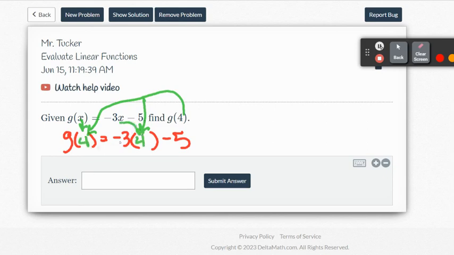So g of 4 is -3 times 4, which is -12, minus 5. And then you combine them both because they're both negative. -12 minus 5 is going to be -17.